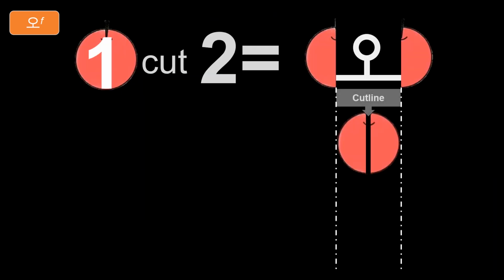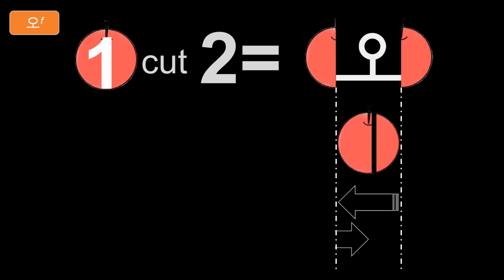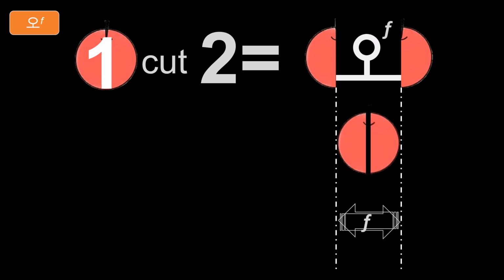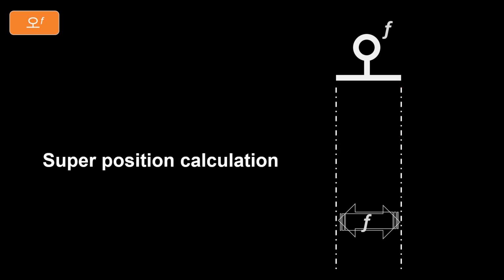One cut makes two pieces of apple, which are divided by a moving cut line, and generates a function. Superposition calculation.